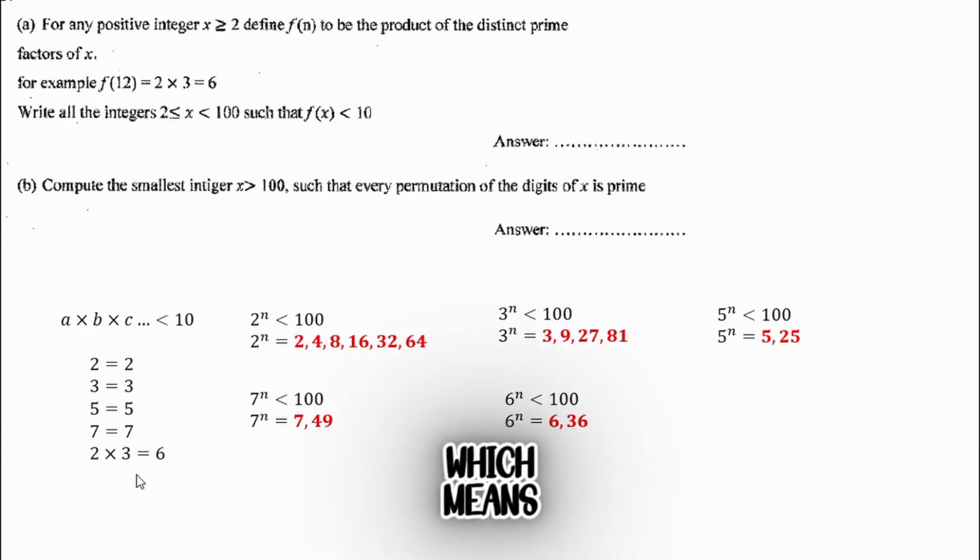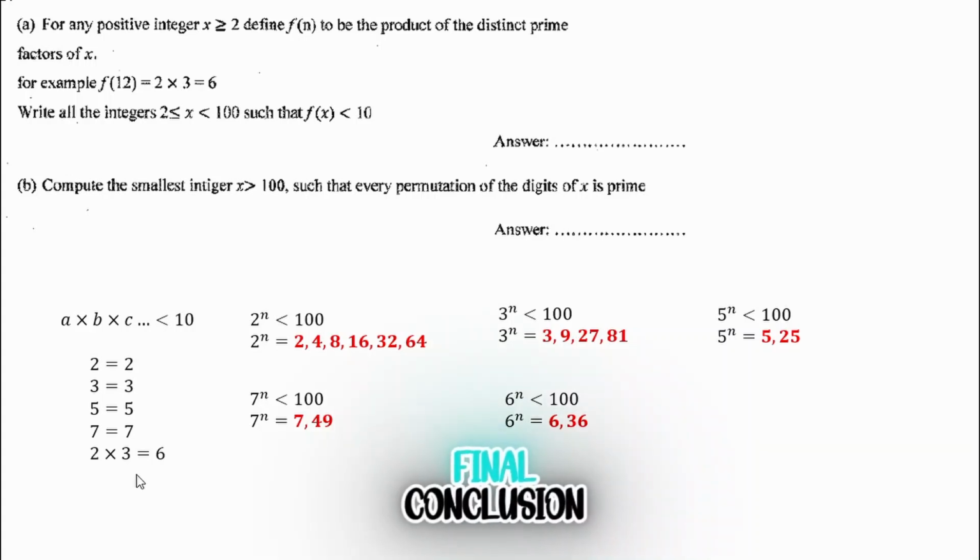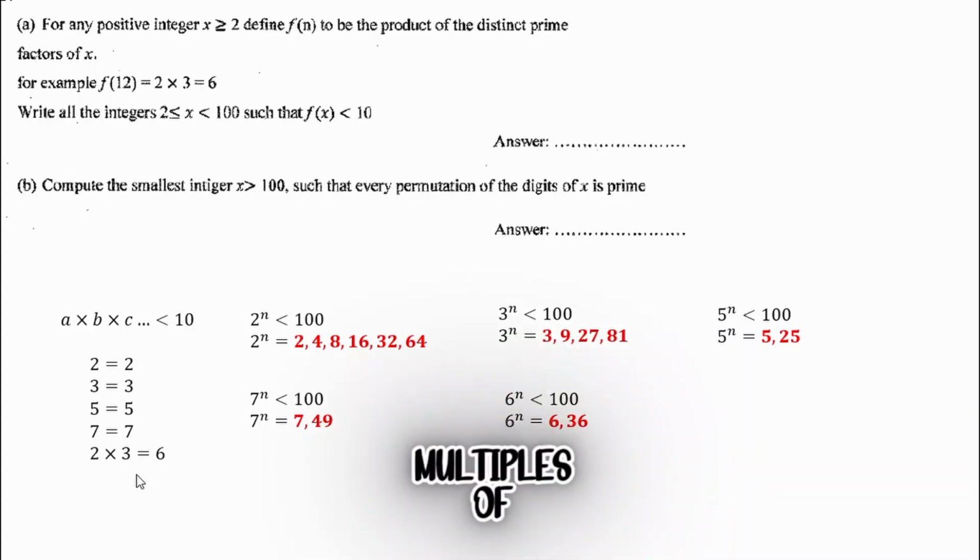So which means here that those particular numbers should be multiples of 6. And why am I mentioning that? Because now here there should be at least 1 2 and 1 3. So which gives us a final conclusion that those values should be multiples of 6. So which means the numbers in that part should be elements of the number pattern 6n.